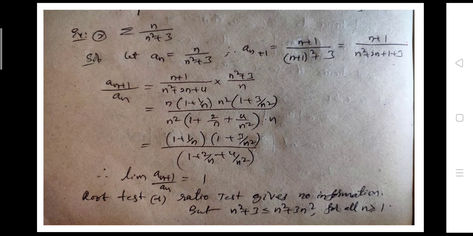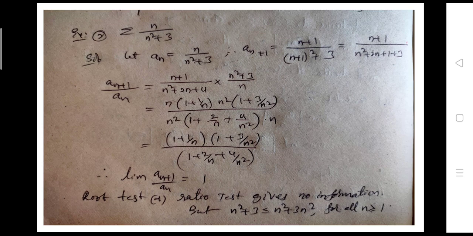So what is given? Let an is equal to n by n square plus 3. Therefore, what about an plus 1? If an is equal to n by n square plus 3, then an plus 1 is equal to, substituting n plus 1 instead of n, n plus 1 by n plus 1 whole square plus 3, that is equal to n plus 1 by n square plus 2n plus 4.